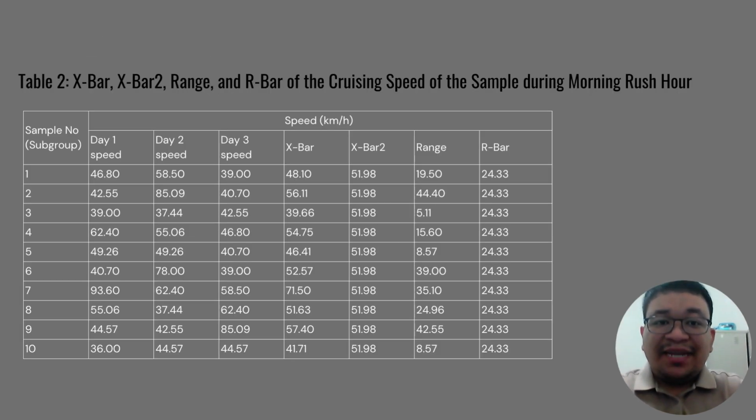Therefore, by applying all of the formulas given just now, here's Table 2. Table 2 shows the x bar, the x bar 2, the range, and the R bar of the cruising speed of the sample used during morning rush hour. As you can see, the values of the x bar and the range for every subgroup are different due to the variety in the day 1 speeds, the day 2 speeds, and the day 3 speeds. However, it is noted that the x bar 2 and the R bar remain the same regardless of the values of the speeds on each day.